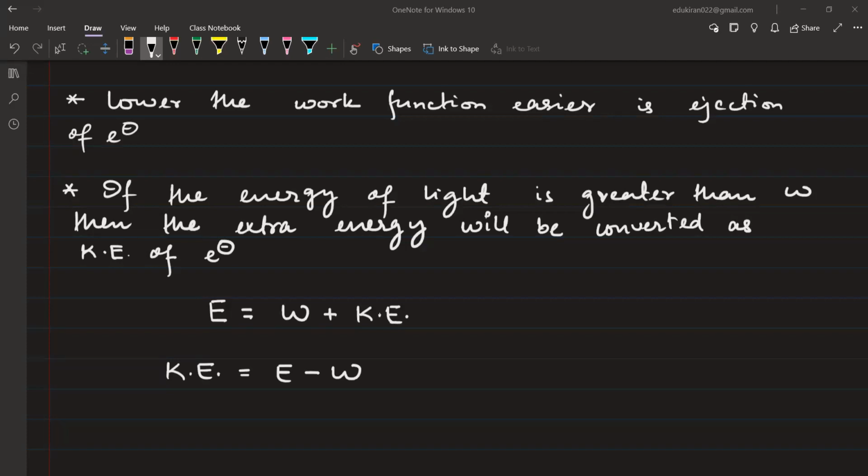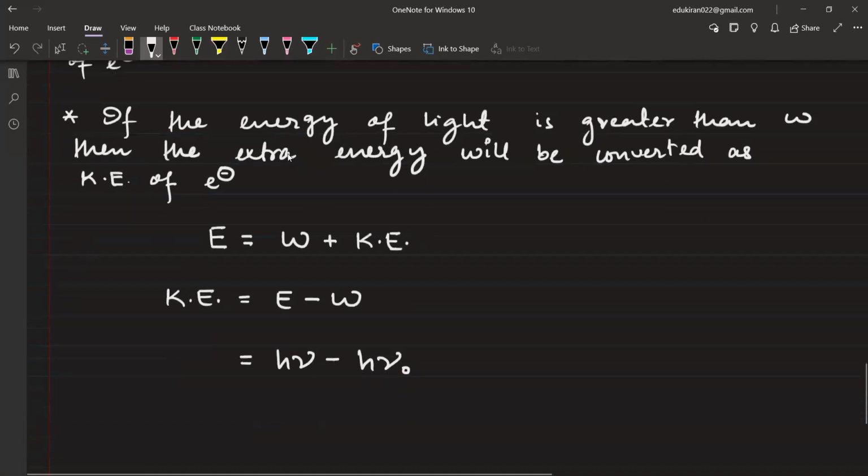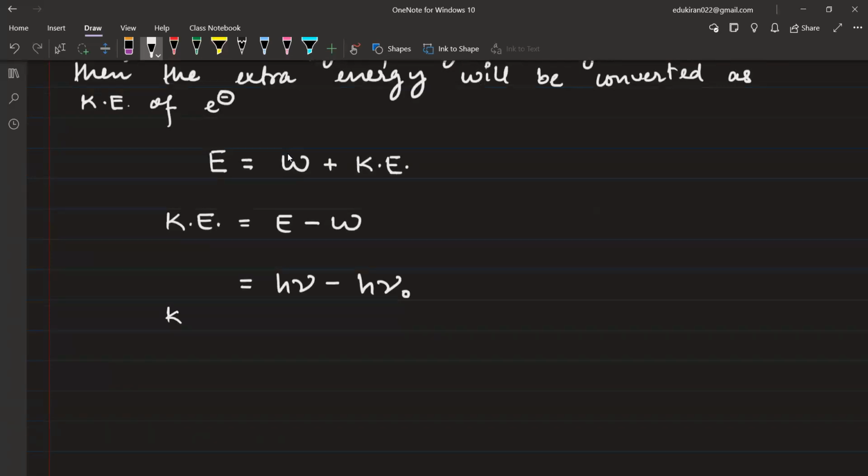Okay, so for E I can write E is equal to h nu, and for work function, if you have seen earlier, it is equal to h nu naught. And from here you can write kinetic energy is equal to Planck's constant multiplied by nu minus nu naught.